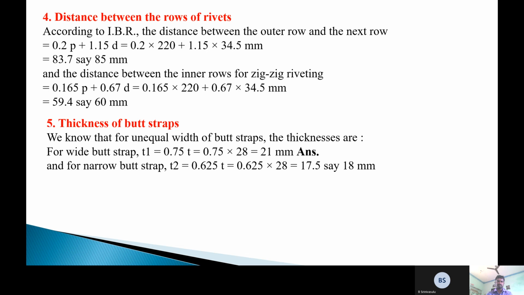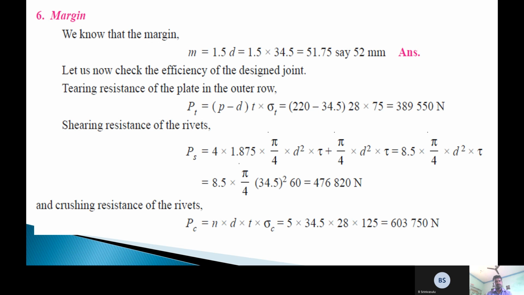Now next, margin M equal to 1.5 D. That calculated value is 52 mm.